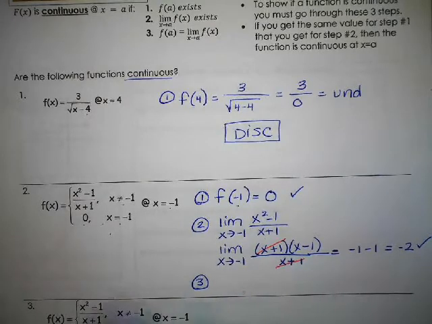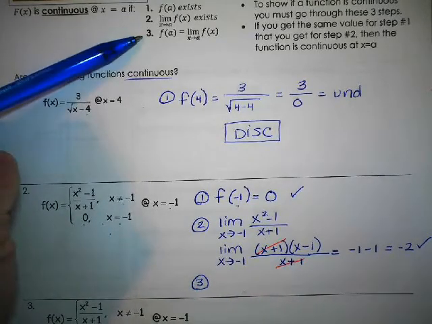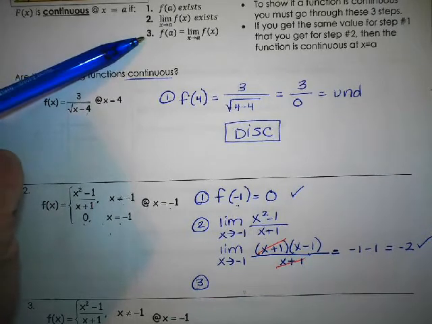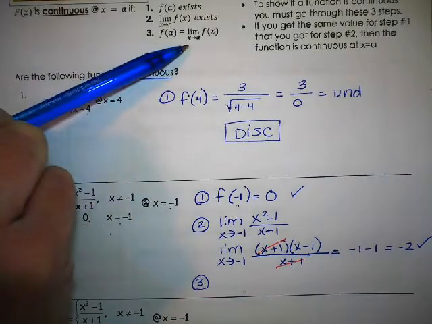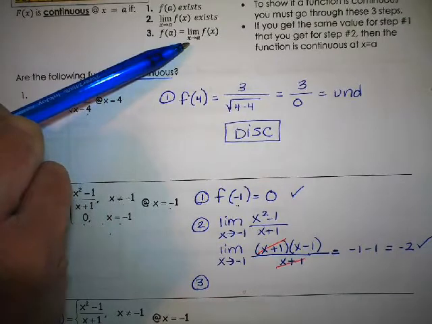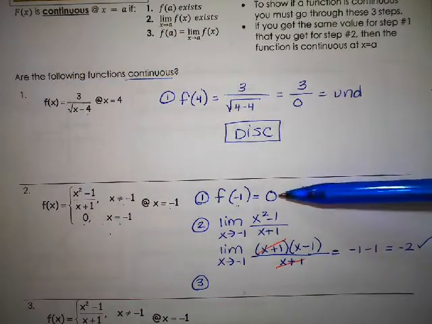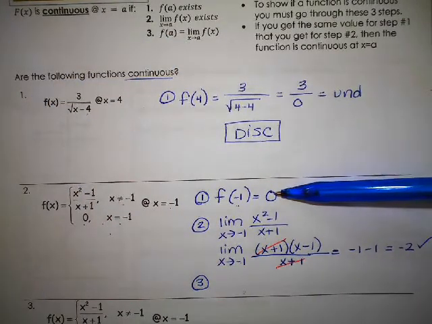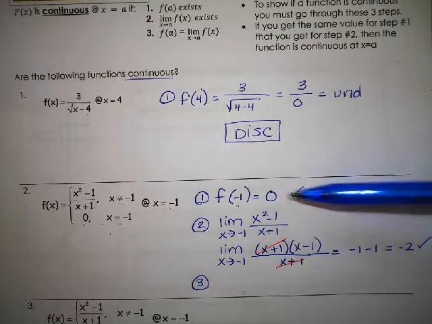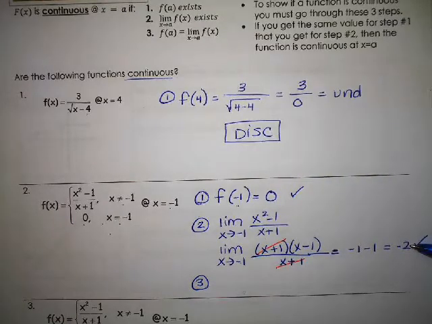Step 3 says that, if I come up top, it tells me that f of a, which was the answer to step 1, has to equal the limit, which was the answer to step 2. And so if you compare these two things, this is what we're asking ourselves, does 0 equal -2? No. So this thing is going to be discontinuous. Here's how I have to write it.